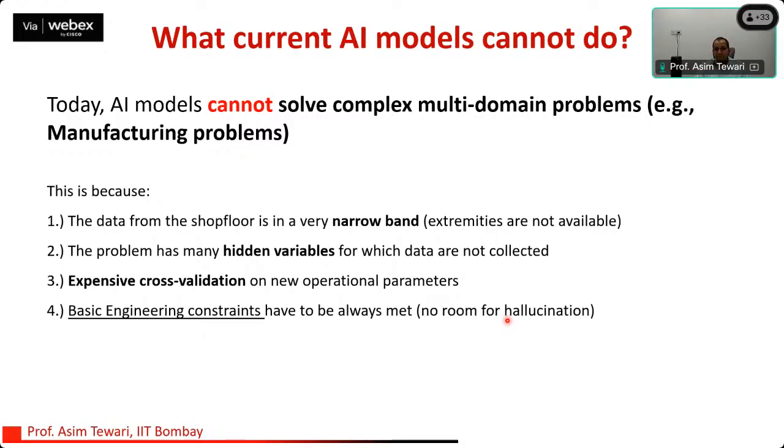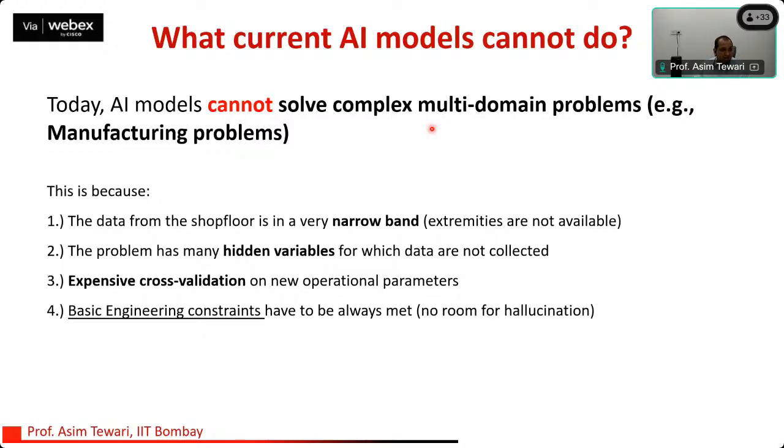We also have hidden variables which we are not measuring. For instance, you're not measuring the entry temperature, the exit temperature and the entire temperature of the furnace. You're just measuring temperature at one location, and thus you don't have much information; these are hidden variables. And then of course there are many other reasons why you cannot use AI for these multi-physics problems.